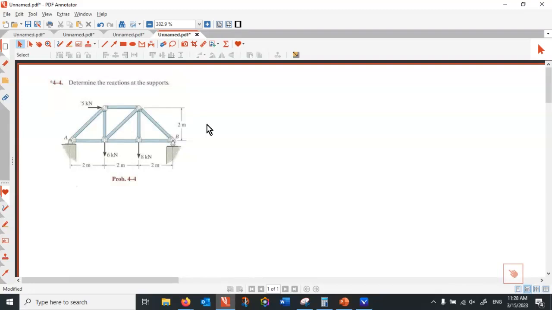Okay, I want to find the reactions. If I release pins at A and B, that's going to be difficult. Why? Because pins make two reactions. You will get two reactions at A, two reactions at B, four reactions. The problem is not solvable. So what's the remedy? We don't release it at B. We release it at the tip of the roller. If I release it at the tip of the roller, then my structure will be something like that.